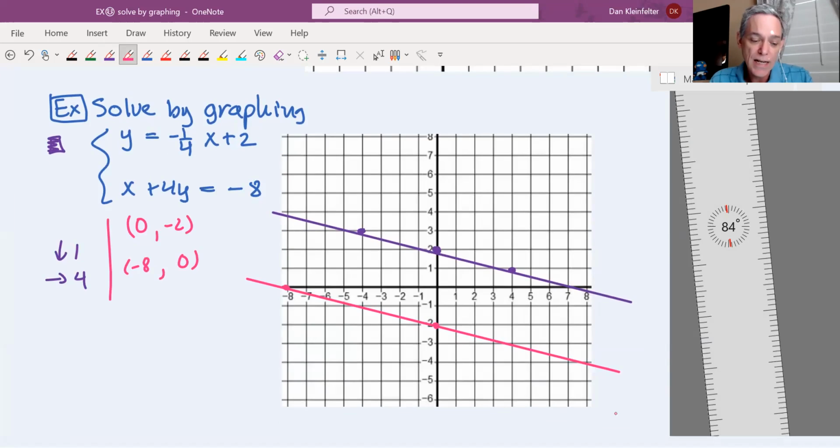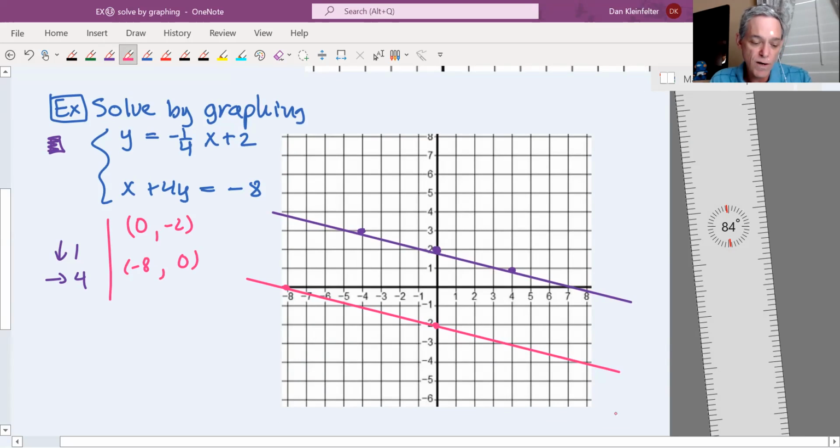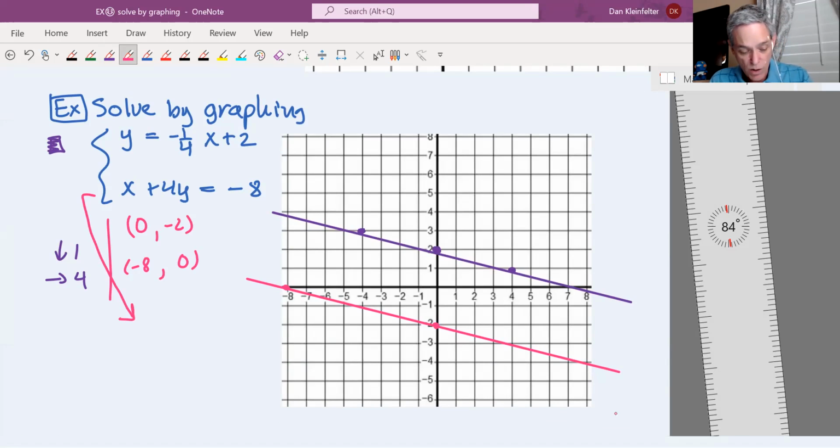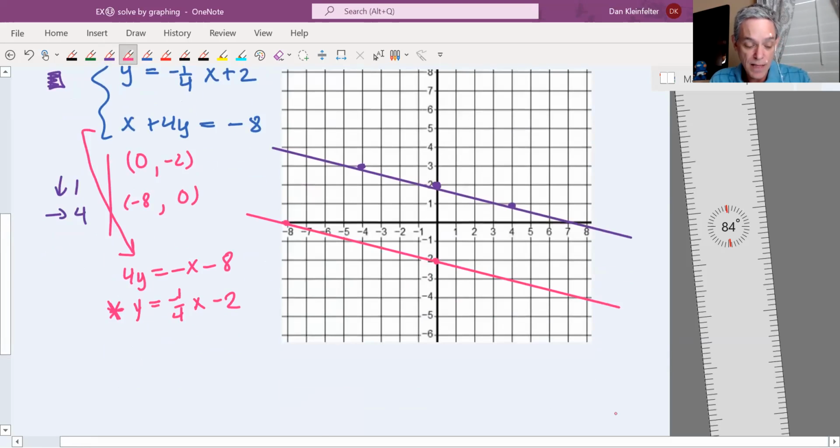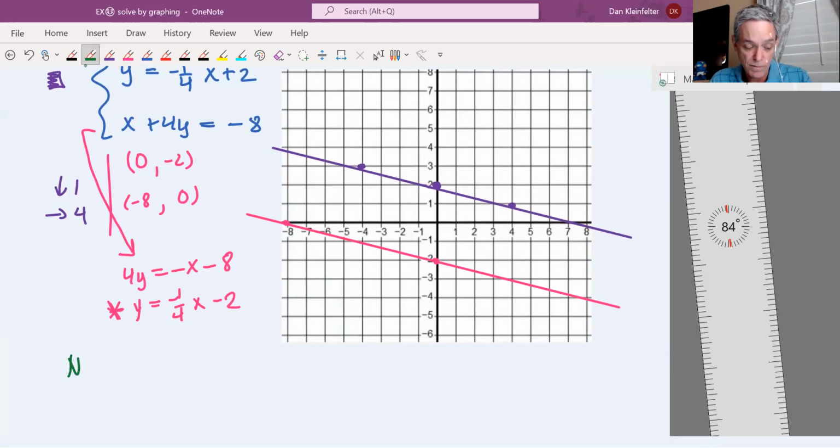But how I can check is I'll take that second equation and rewrite it in slope-intercept form and see if the slopes match. So we'll have 4y equals -x minus 8. Then y is -1/4 x minus 2. Okay, so putting that in slope-intercept form, we can see that the slope was also -1/4. So the two lines are parallel. That means that there's just no solution. Okay, you can write out the words "no solution."